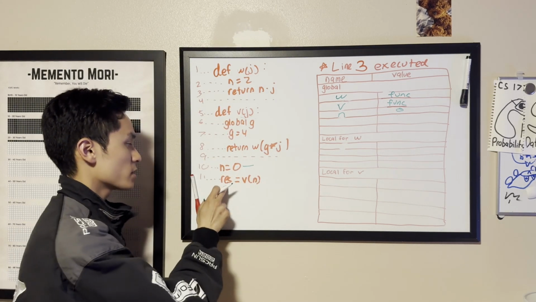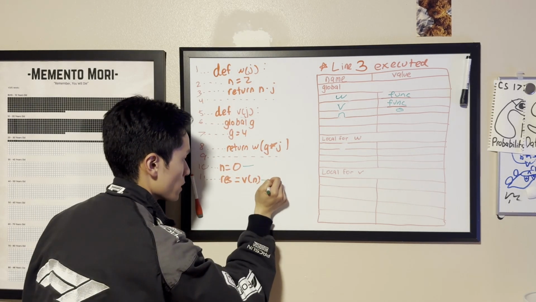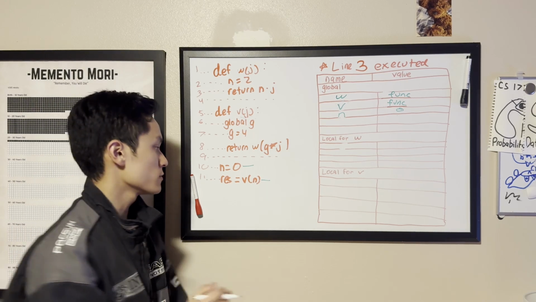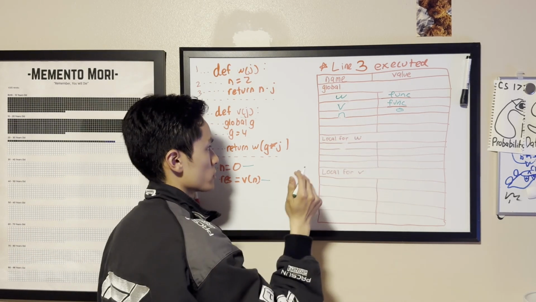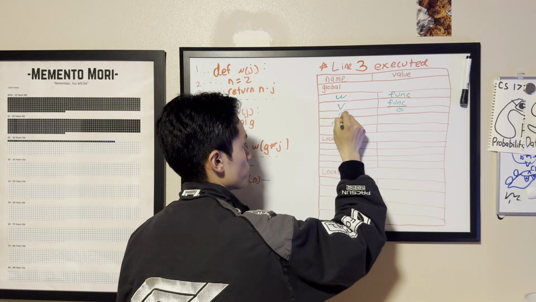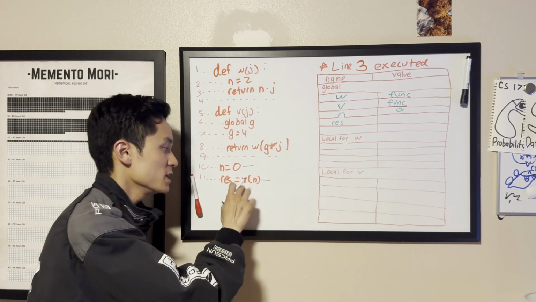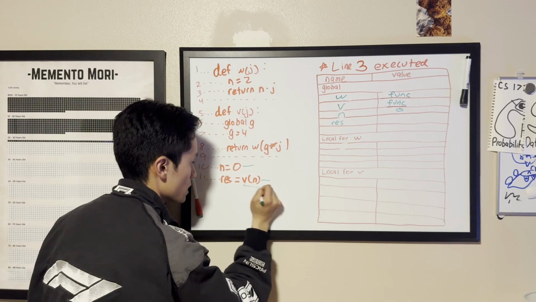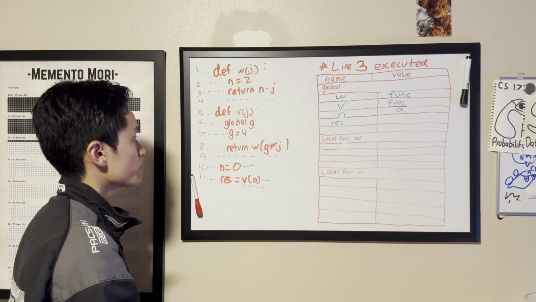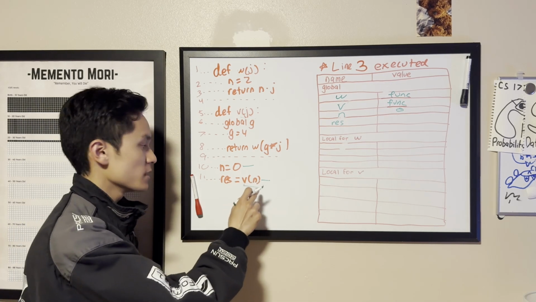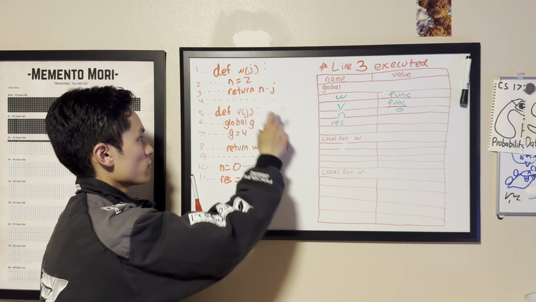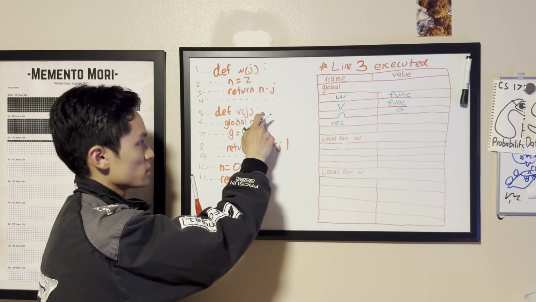Next up, we're going to figure out what res is. I think it's valid if you write res and don't put a value yet. So let's do res, but we can't put in a value yet. This is technically a global variable, but we need to figure out what this value is, which is v of n. So to complete v of n, let's go into the function right here and actually execute it.